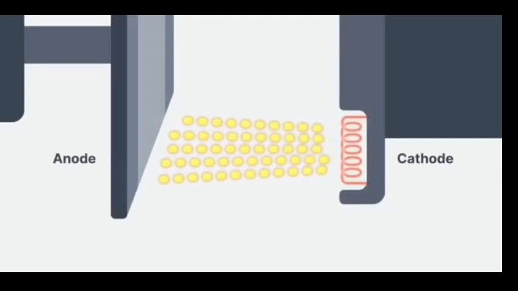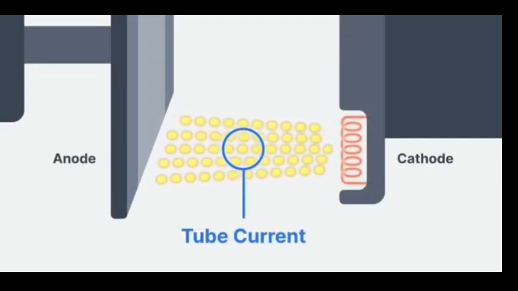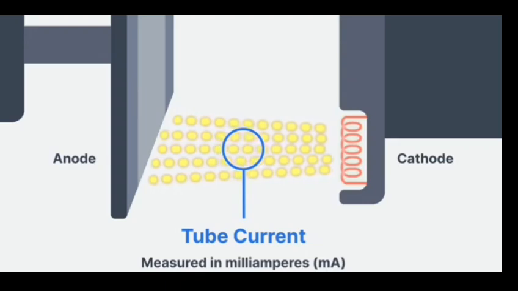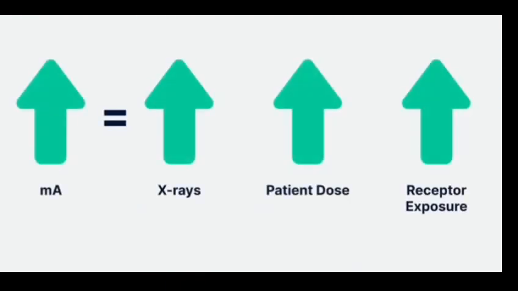So in summary, tube current just refers to the flow rate of electrons through the X-ray tube. We measure tube current in units of milliamperes, which is abbreviated mA. We also need to understand these very basic relationships. When we increase the mA on the control console, this ultimately will increase the total number of X-rays produced, which increases the patient dose and increases the receptor exposure. You'll notice that mA does not affect the electron energy or the X-ray beam energy.